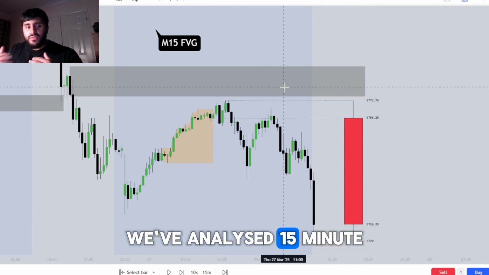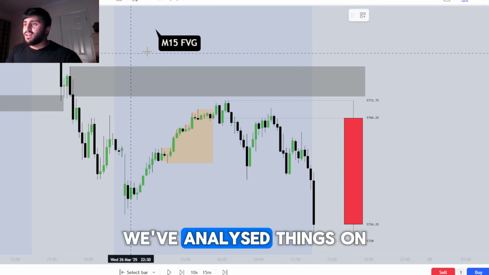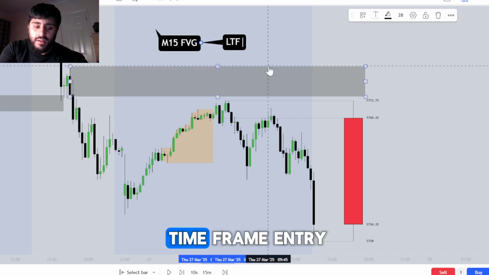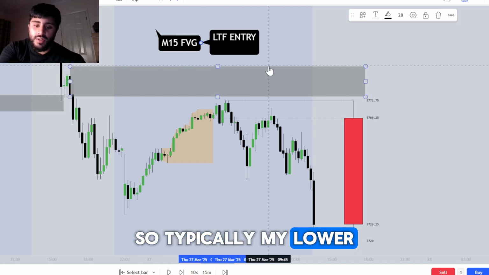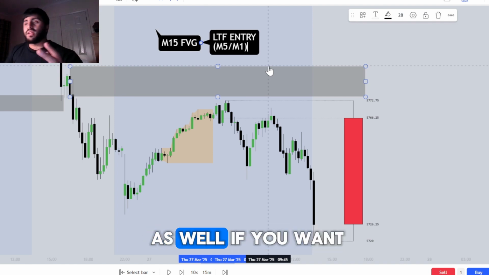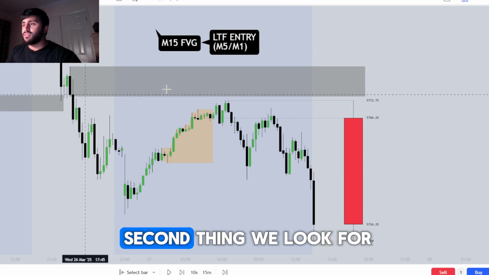We've analyzed 15-minute fair value gaps, right? We've analyzed things on the 15-minute time frame. The next thing we're going to look for is a lower time frame entry. So typically my lower time frame entry will be the 5-minute time frame. You can use the 1-minute time frame as well if you want, right? So that's the second thing we look for.